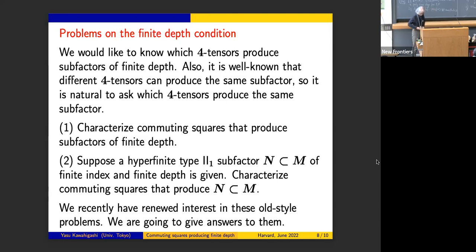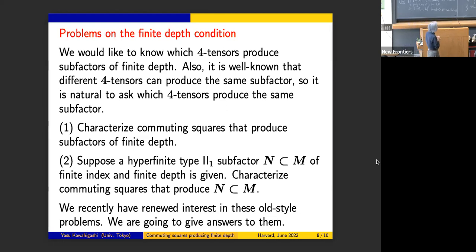This is a purely operator algebraic problem, which could have been studied, say, 25 or 30 years ago. But from today's perspective, in connection to condensed matter physics, we have a renewed interest in this kind of classical problem. And the second problem is a further refinement of the first problem.